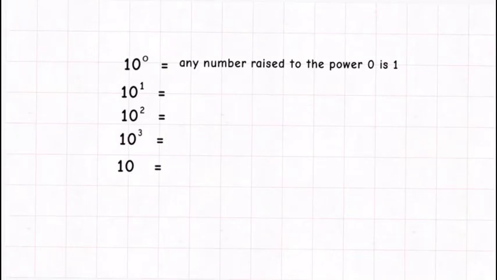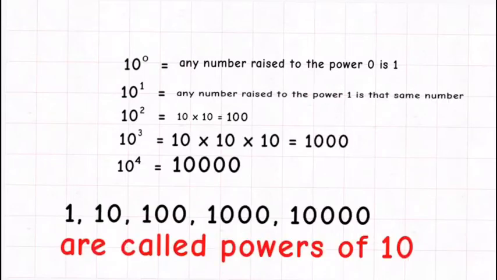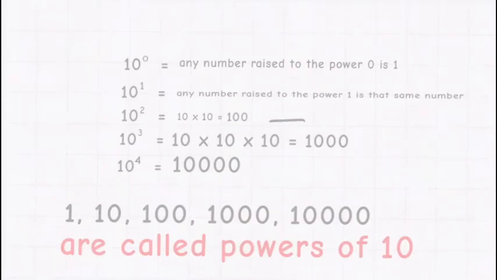Now with this idea, we would like to introduce the powers of 10. Let us recall this. Do we remember that any number raised to the power 0 is 1? So 10 raised to the power 0 is 1. Now any number raised to the power 1 is the same number, so 10 raised to the power 1 will be 10. 10 raised to the power 2 means 10 times 10, and that is 100. And 10 raised to the power 3 means 10 times 10 times 10, and that is 1,000. 10 raised to the power 4 will simply mean a 1 and 4 zeros at the end, and that will give us 10,000.